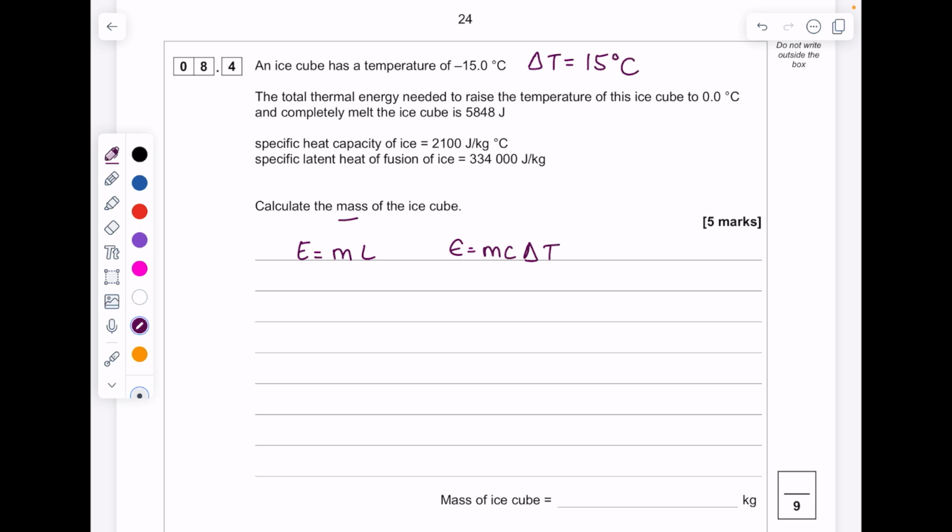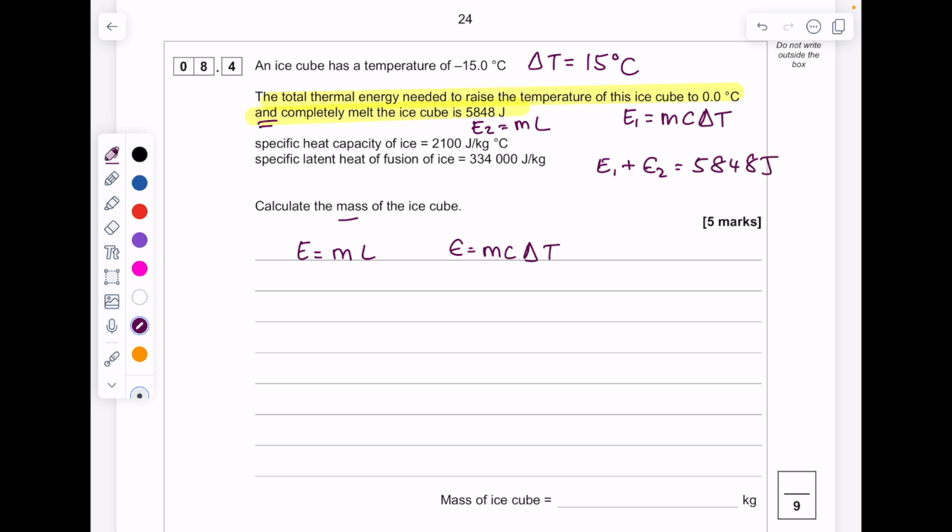We're after the mass, but be very careful here. You need to read this line super carefully. It says that the total thermal energy needed to raise the temperature of this ice cube to 0 degrees Celsius, so that is your E equals mc delta T, and to completely melt the ice cube. So that's all to do with a change in state, which is your E equals ml. Because those values are different, I've labelled them E1 and E2. We can therefore see that those two energies added together equal 5848 joules.